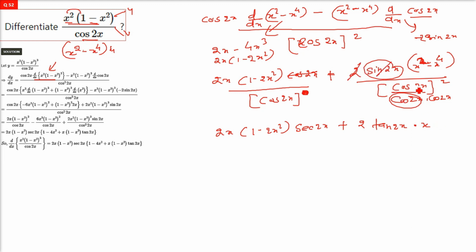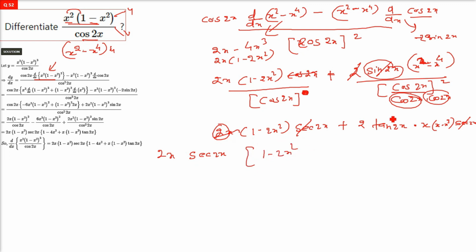That is 2 sine 2x cos 2x. One of these I've written already. 1 cos 2x will remain. This cos 2x, when it goes up, will be sec 2x. This is the inversion of cos 2x. It will be sec 2x. Now what is remaining when you take x outside from x square minus x to the power 4? It is going to be x minus x cube. Now sec 2x, let us take common. Sec 2x from here. This 2 also you can take common. So 1 minus 2x square will be inside.